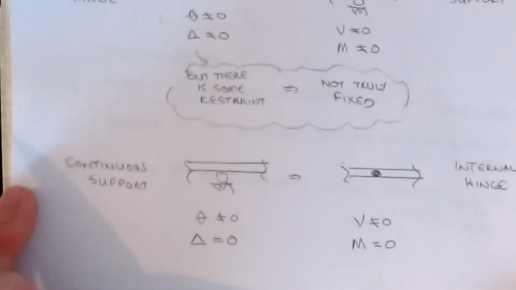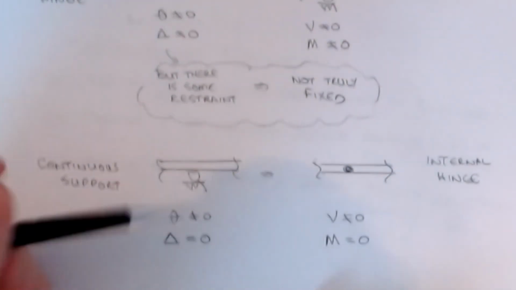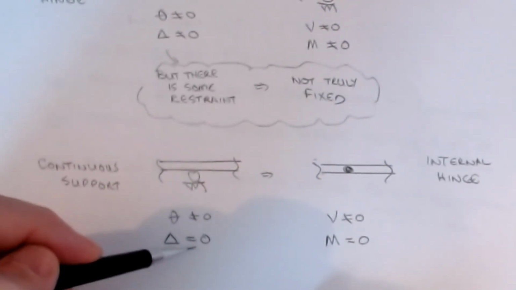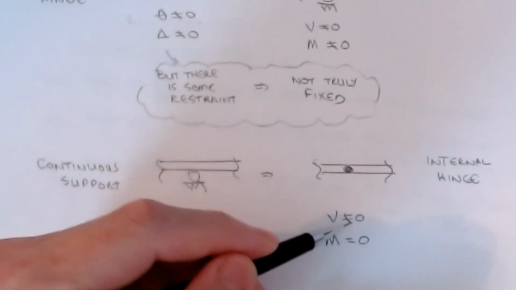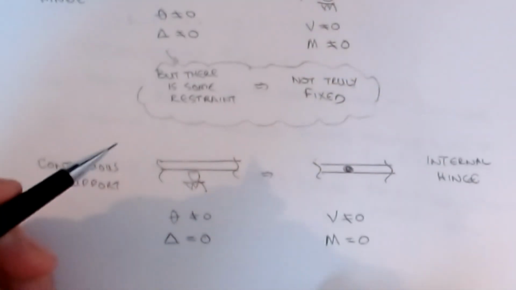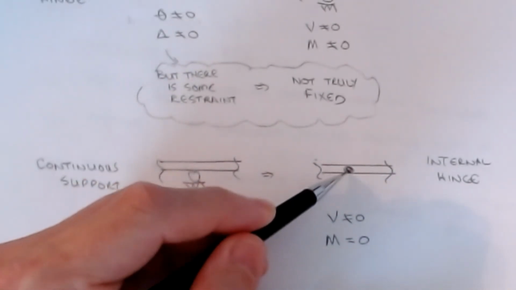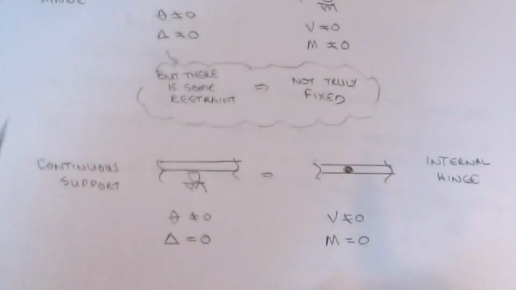And likewise, we can go the other way: now theta is not equal to 0, but delta is equal to 0. Well, that maps onto a v not equal to 0 and an m equal to 0. An m equal to 0 where a shear is not 0 implies a hinge. And so that's our internal hinge mechanism.